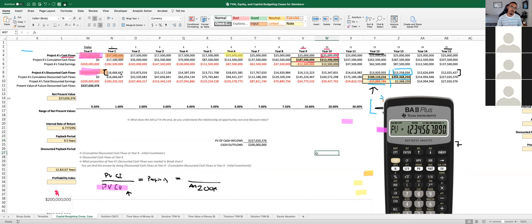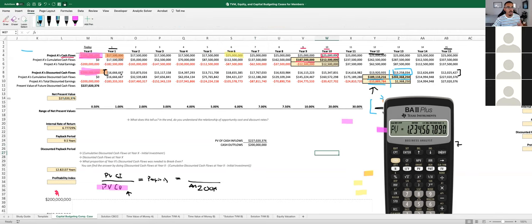So 227,020,376 divided by $200 million. What would that be? That's going to give us our PI, i.e. our profitability index. That's going to be our profitability index. We're almost done. You got this.